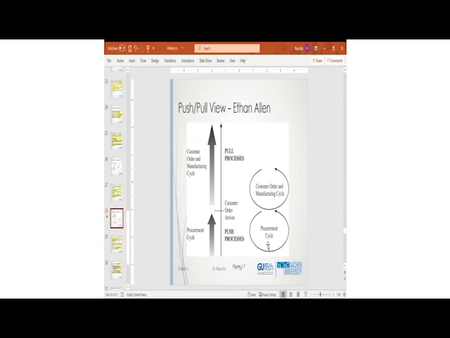And here in the supply chain of Ethan Allen, they have decided to keep the procurement cycle, which is happening. If you remember, procurement is happening between which two stages? Procurement cycle, guys. The procurement cycle is connecting supplier to manufacturer.